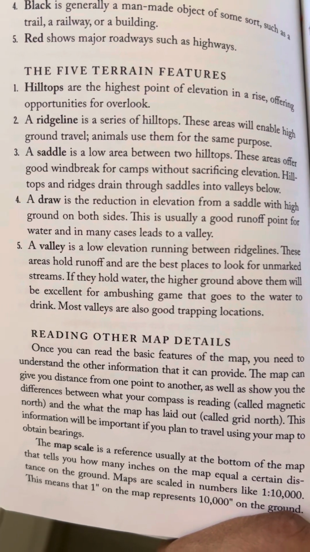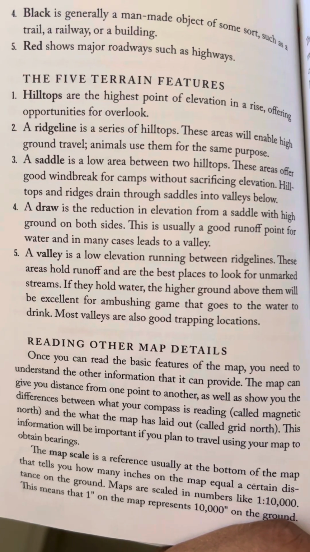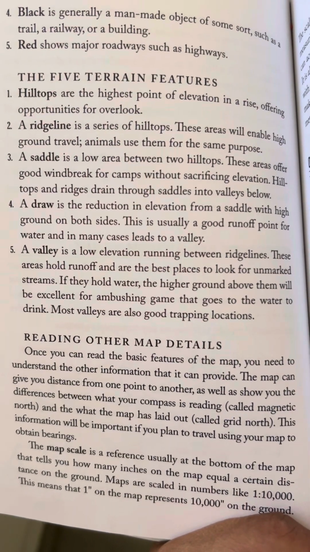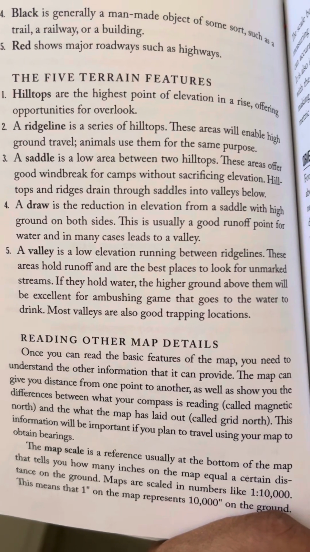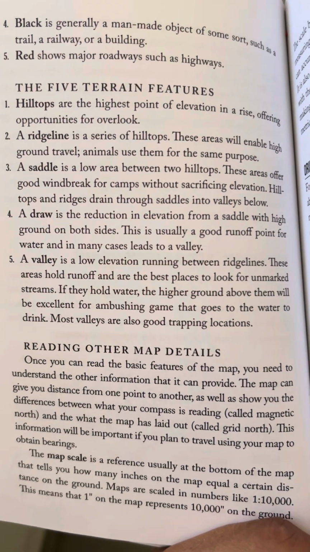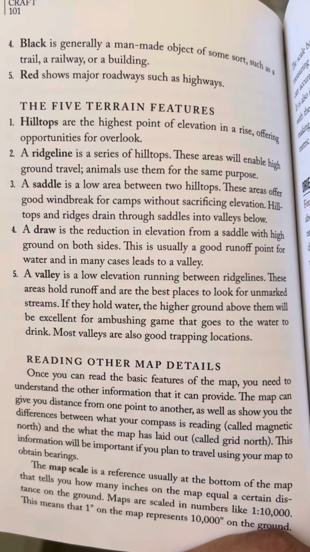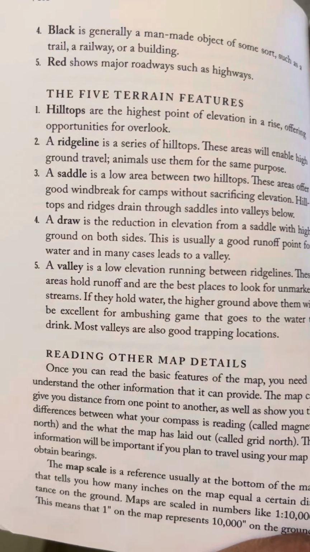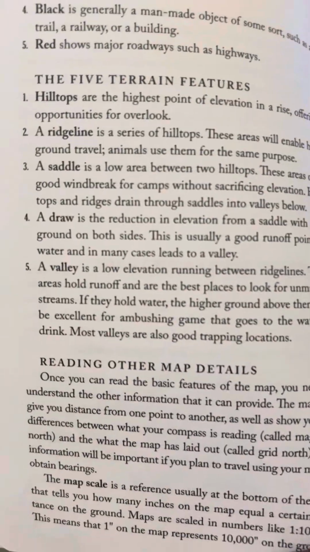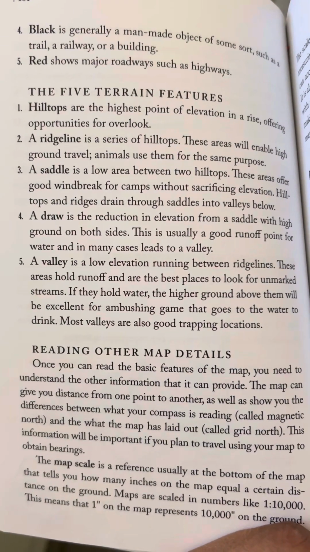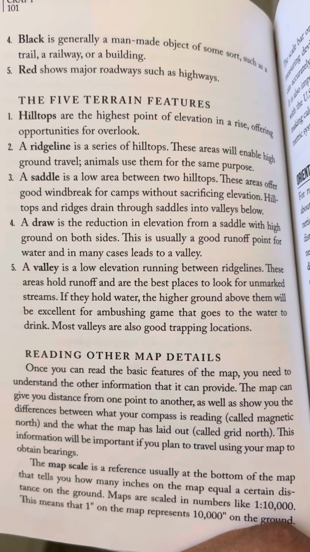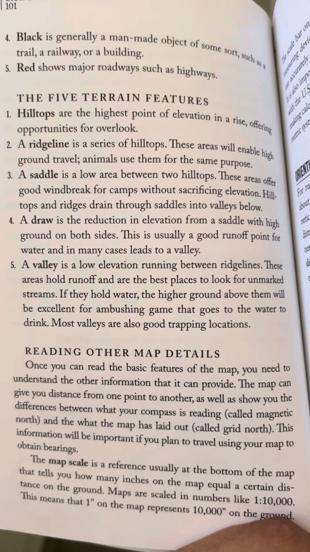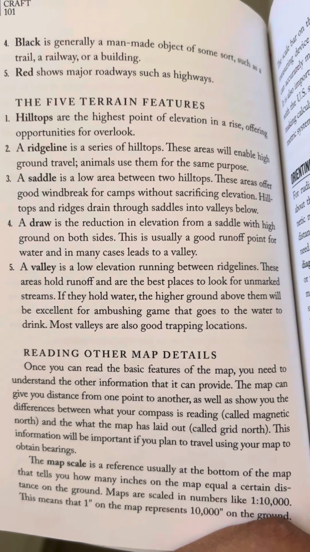Number 3, a saddle is a low area between 2 hilltops. These areas offer good windbreak for camps without sacrificing elevation. Hilltops and ridges drain through saddles into valleys below. Number 4, a draw is the reduction in elevation from a saddle with high ground on both sides. This is usually a good runoff point for water and in many cases leads to a valley.